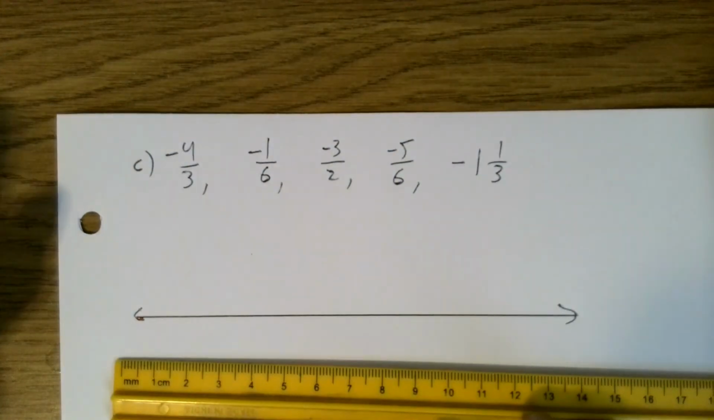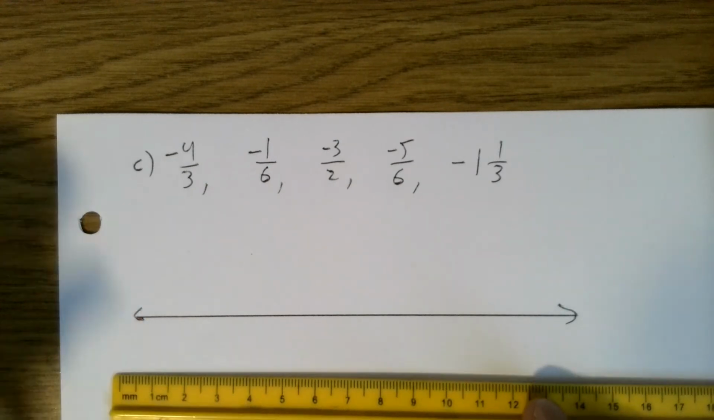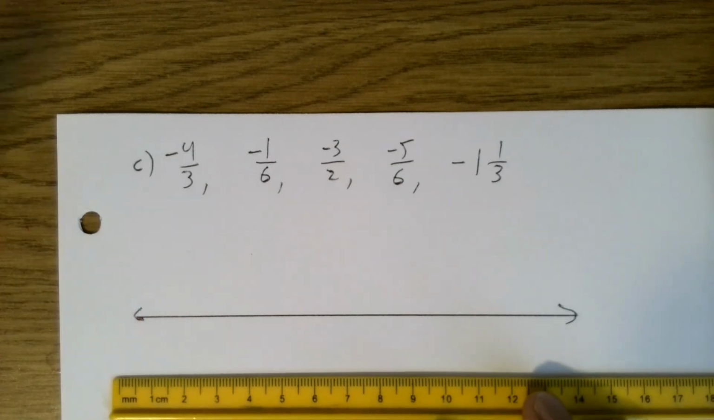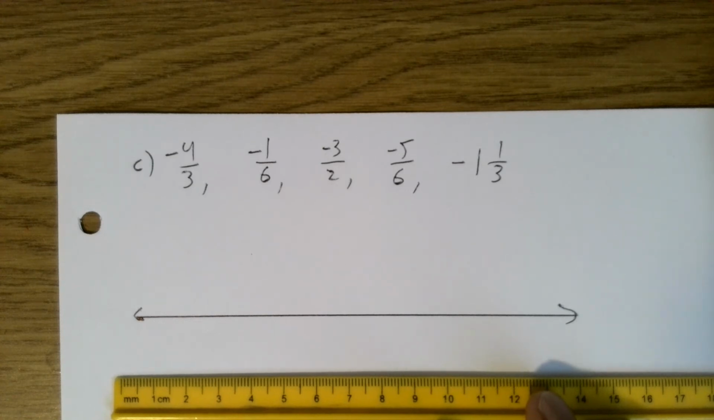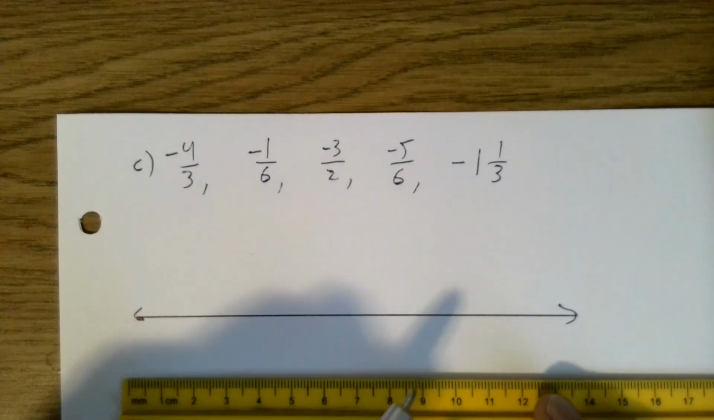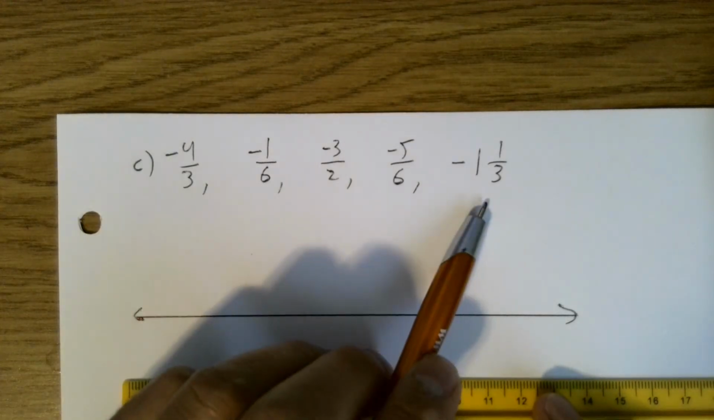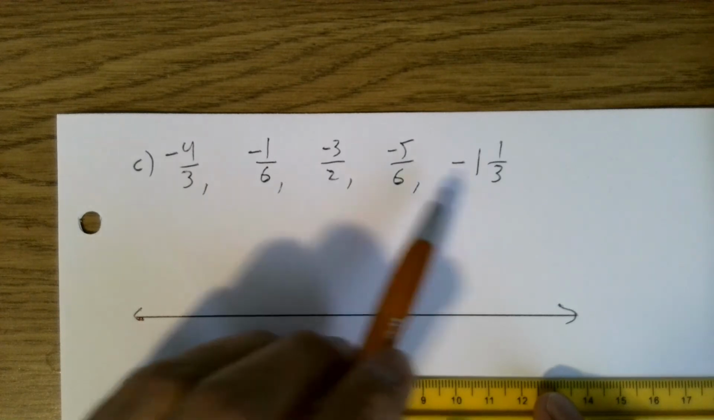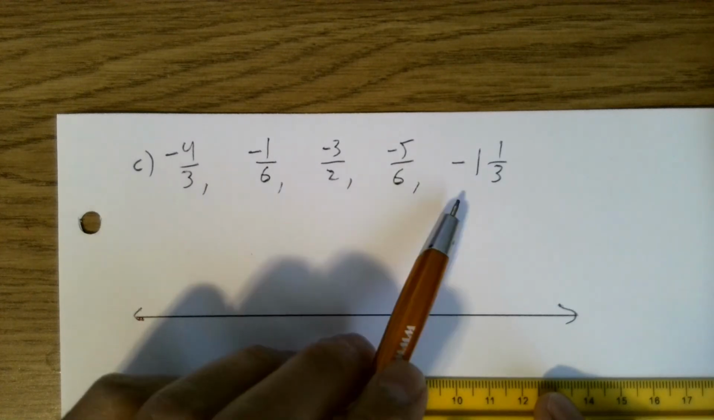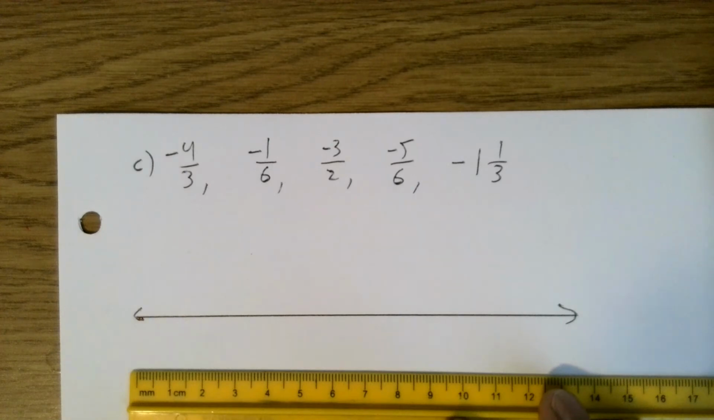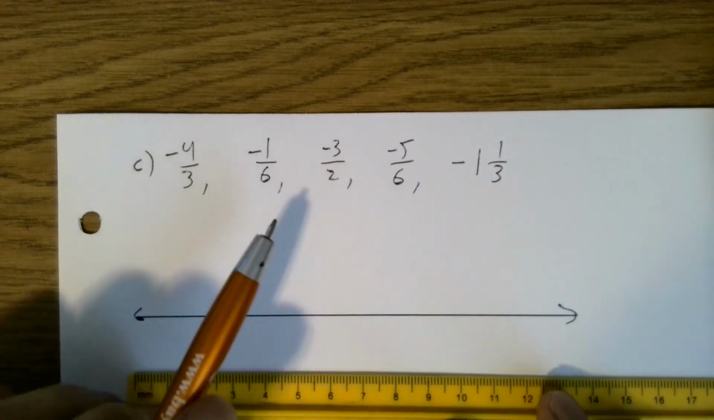And now we need to figure out what our least number is going to be and what our greatest number is going to be. So our least number looks like it's -1 1/3 or -5/6. Either way, both of those are going to be between -2 and -1. So we're going to start with -2. And I think -1/6 is our greatest number.